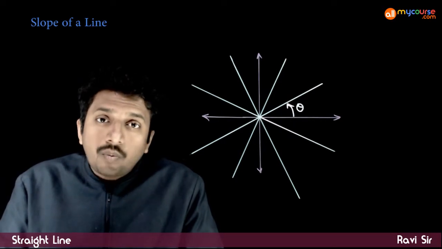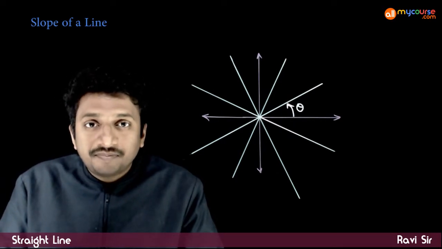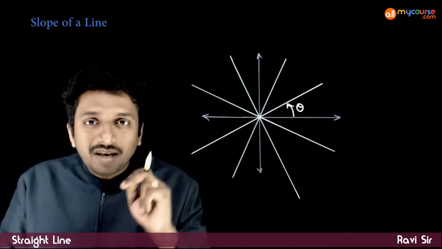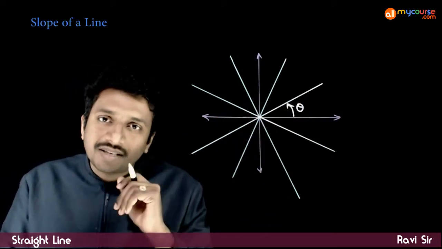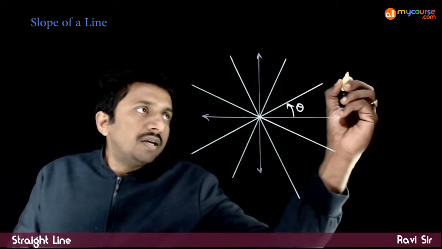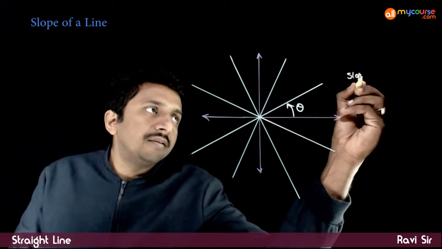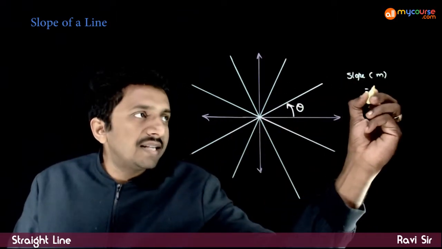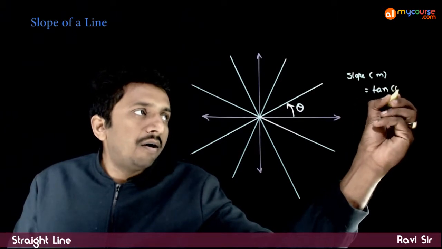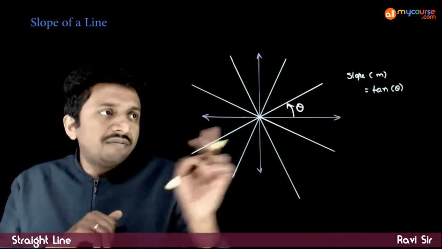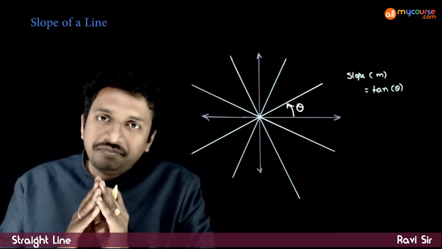We have already understood what inclination of a line is. The inclination of a line is the angle made by the line with the positive direction of x-axis using the standard convention. Now, the slope of the line, usually denoted by m, is defined as tan of the inclination. That is, trigonometric tan of the inclination of the line.